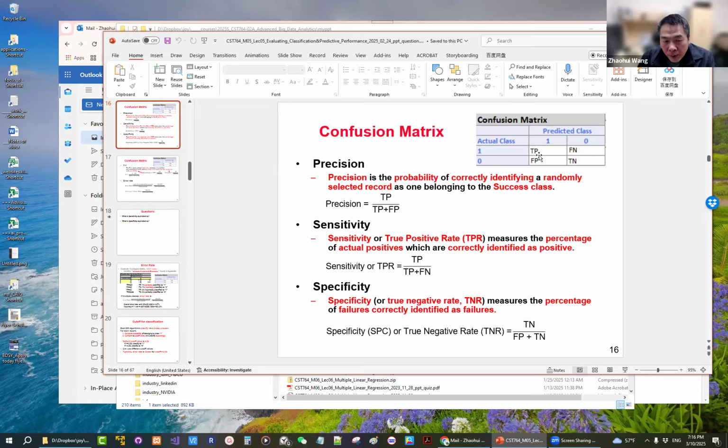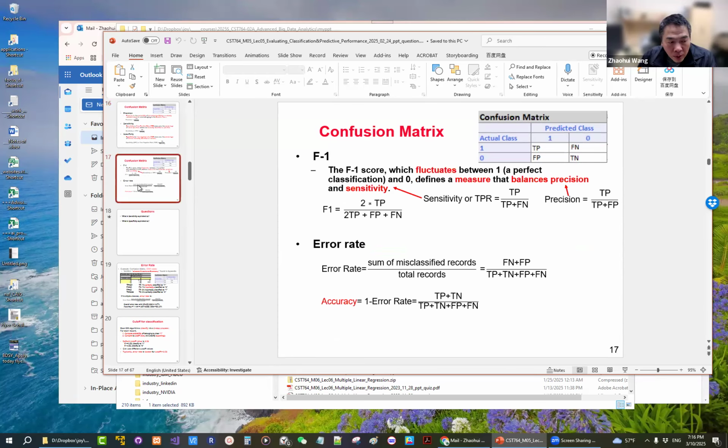The second criterion is for the predicted value. The output is positive or negative. If it's 1, then it will be positive. 0 will be negative. Now, based on the confusion matrix, we can derive several metrics.